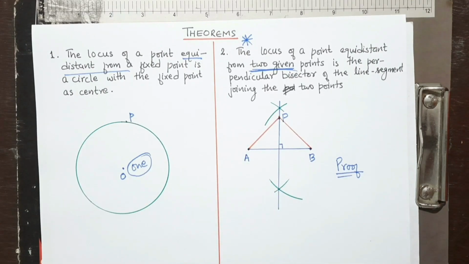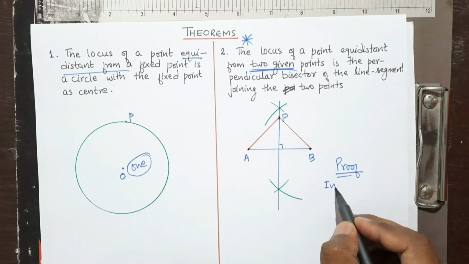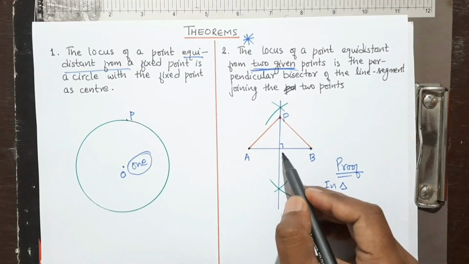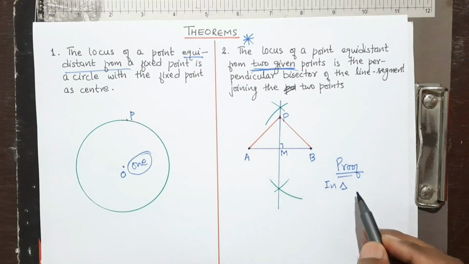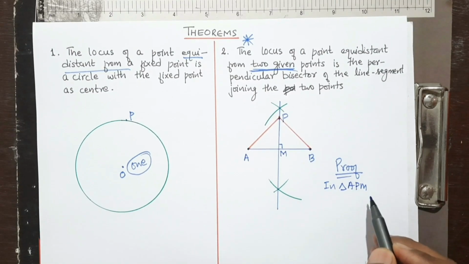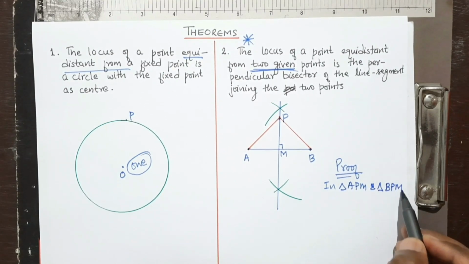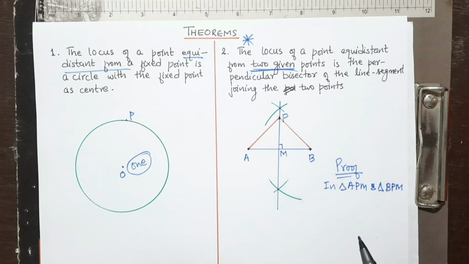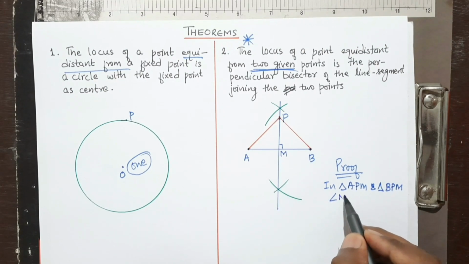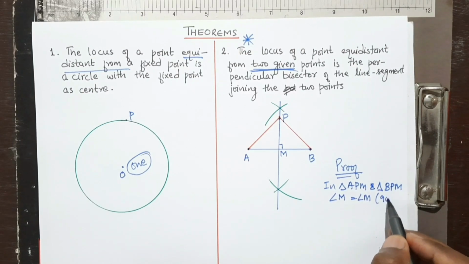Suppose these two triangles are congruent, then by CPCT we can say PA and PB are equal. Let us call this point M. In triangle APM and triangle BPM, first, angle M is equal because both are 90°.